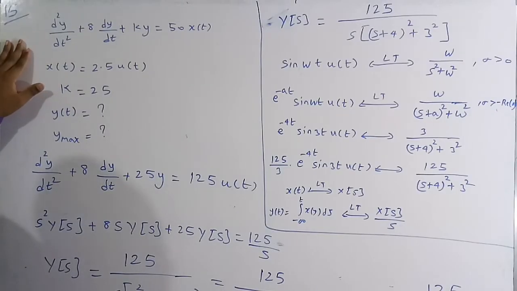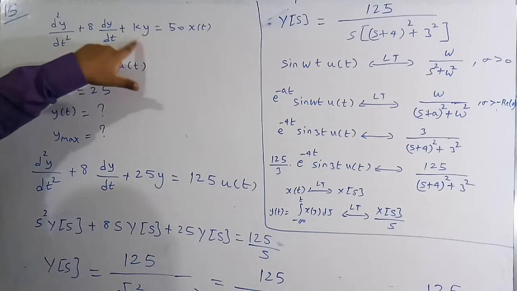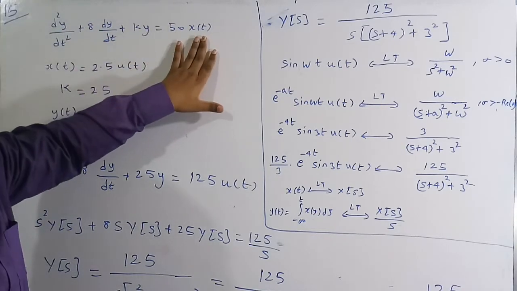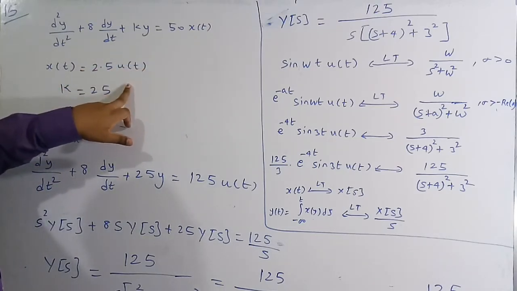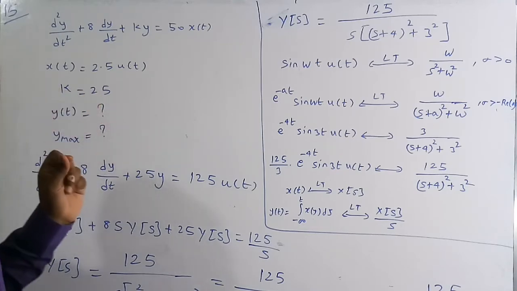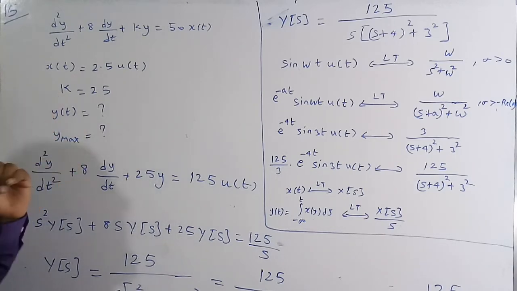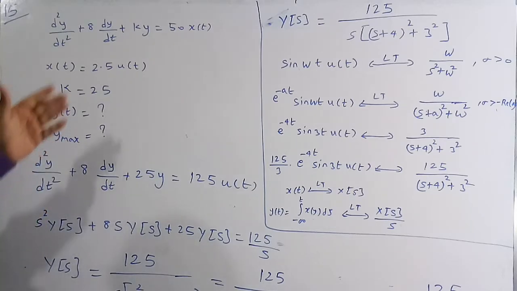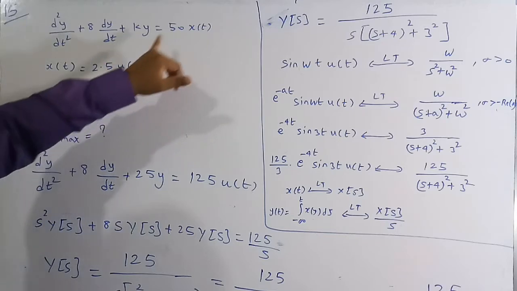So basically in the question they give the input output relation as d square y by dt square plus 8 into dy by dt plus ky is equal to 50 into x of t, and the input x of t is equal to 2.5 into u of t, and for a value of k which is 25, we need to find the output response y of t, and also we need to find the maximum value of this y of t. So now I am going to substitute k equal to 25 and also x of t equal to 2.5 into u of t.